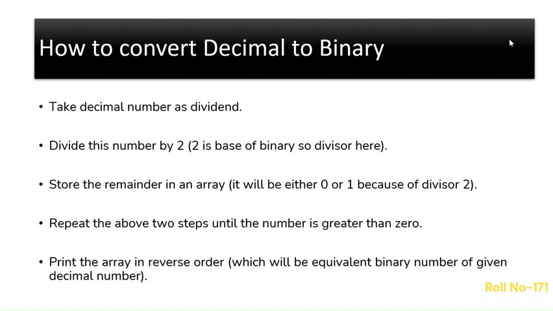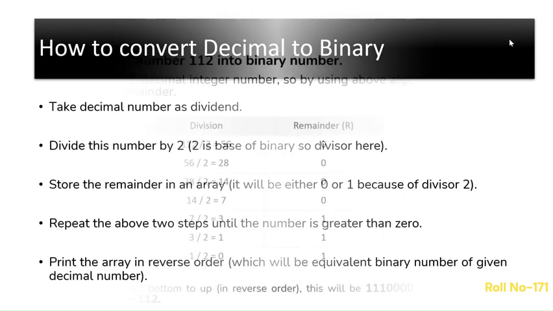Next is to store the remainder in the array. The remainder we get, we have to store into the array. In the case of dividing by 2, we will get the remainder as 0 or 1. Now we have to repeat the above two steps as long as we are getting a number greater than 0. Then we print the array in reverse order, which will be the equivalent binary number of the given decimal number.